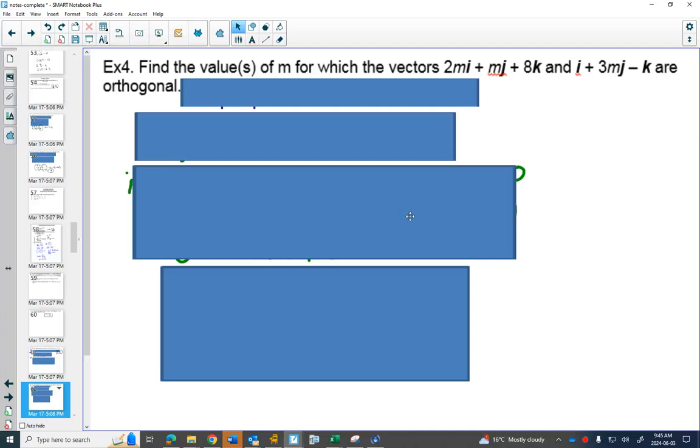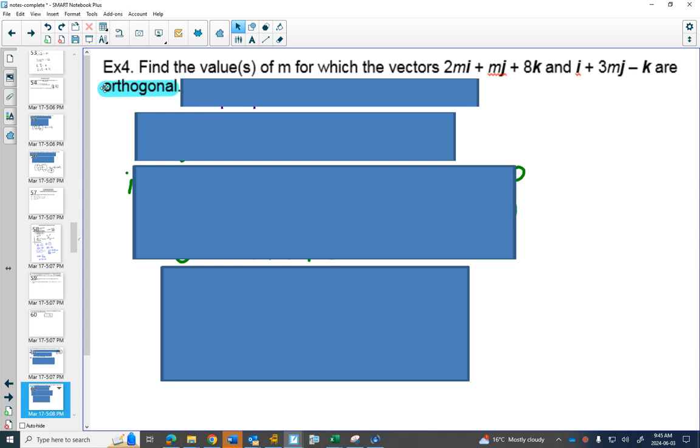And we get introduced to the new word for perpendicular. Yay! Orthogonal is a new word for perpendicular. So these two vectors are at 90 degrees to each other in three-dimensional space.